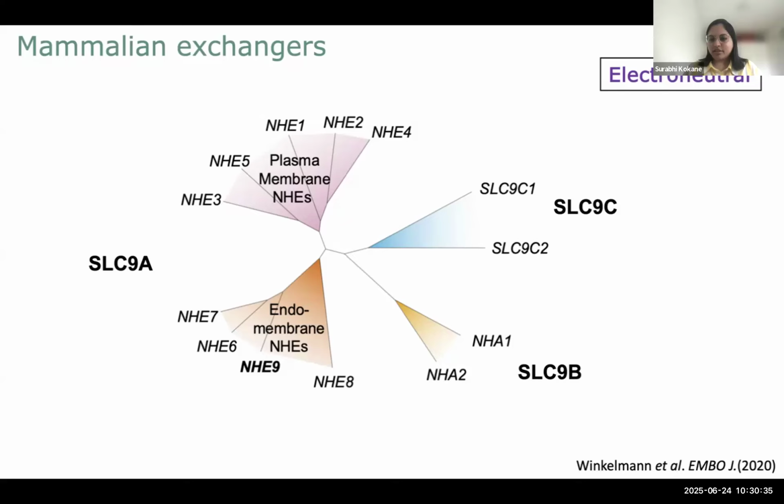Then there is the SLC9B family, which is very close to the bacterial homologs. And then SLC9C, which has an extra voltage sensing domain, similar to ion channels. So they are exchangers plus ion channels.